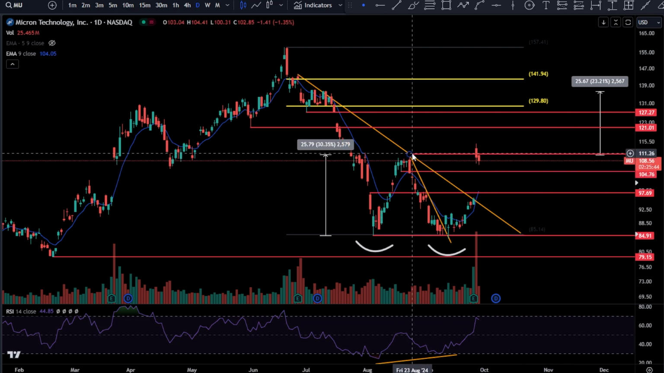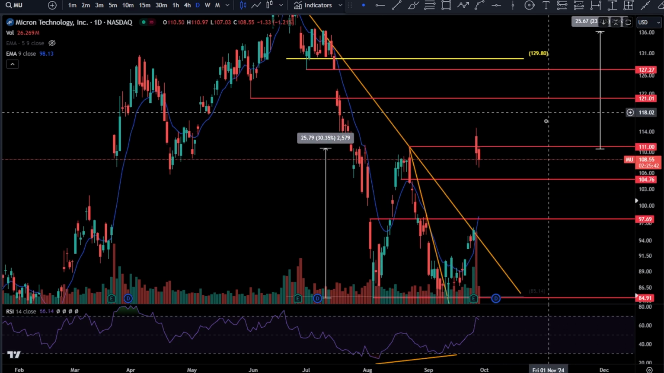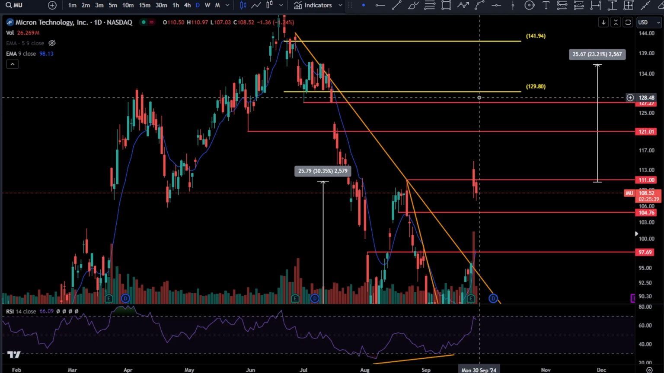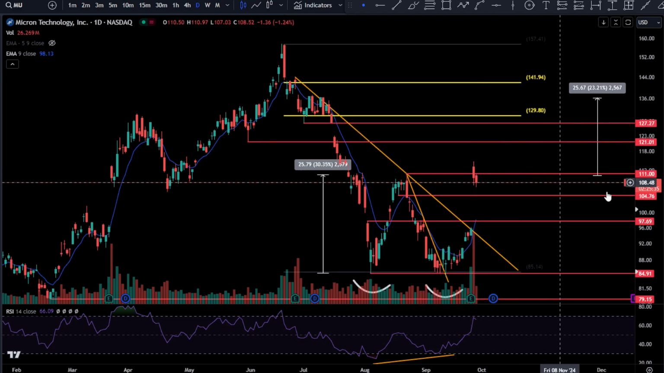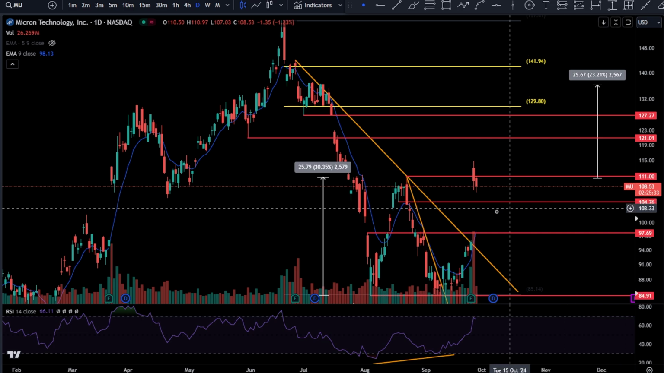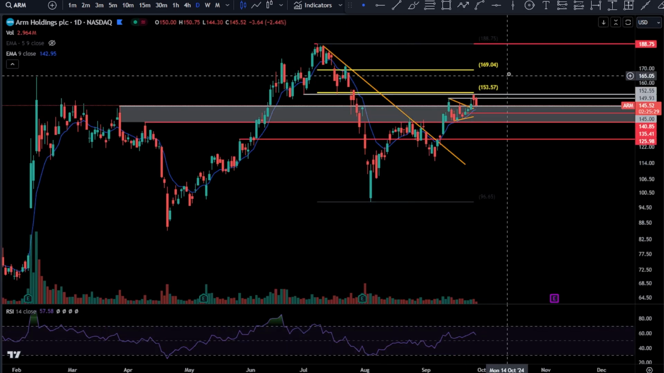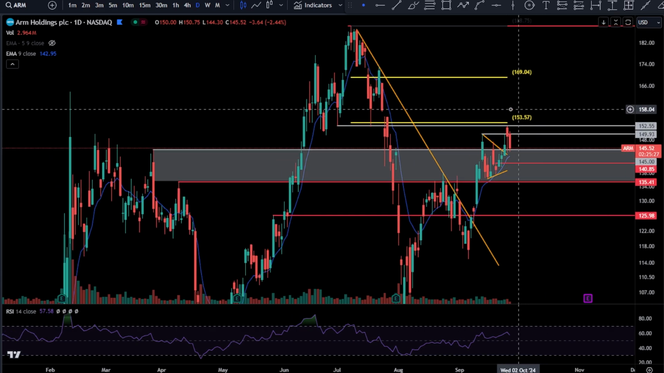All right, fresh breakout over here. Did not get the daily close. If you get a daily close above 111, it's probably coming all the way up here to 127. Pullback is a buying opportunity, specifically 97.69 would be ideal.